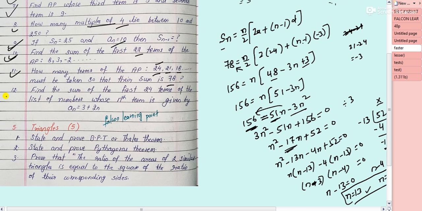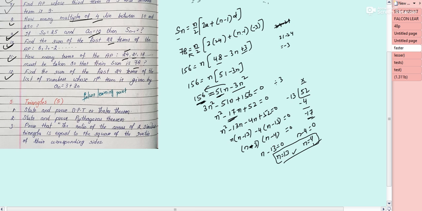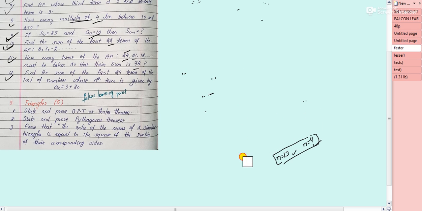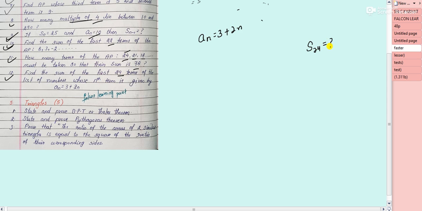Next, the last question is from AP. The last question from AP is, you can read, find the sum of the first 24 terms of the list of numbers whose nth term is given by this. Okay, so you have nth term, an is equal to 3 plus 2n. You need to find the sum of the first 24 terms, means S24 you need to find.